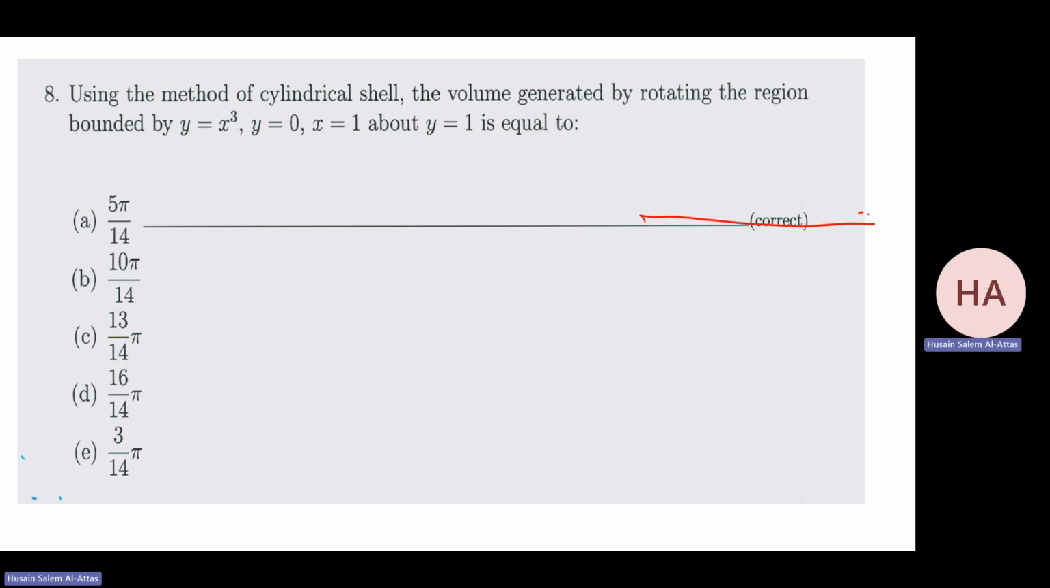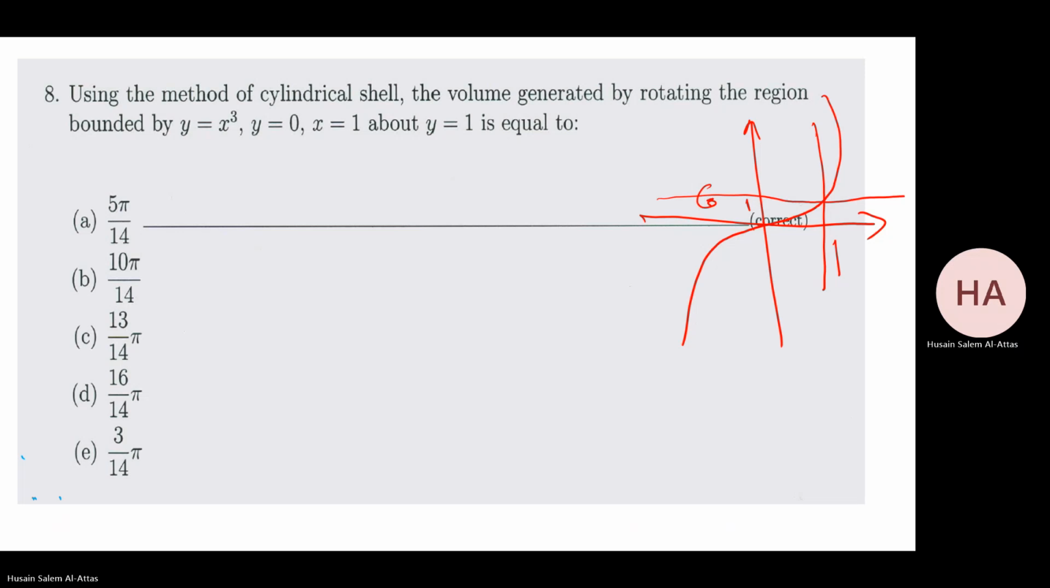So I have what? y equals x cubed, y equals 0, x equals 1. This is x equals 1. And this is my axis of revolution, y equals 1. Okay, so I'm talking about this region. This is my region. So I draw the line, and I want it to be parallel to the axis of revolution. It will be this one.